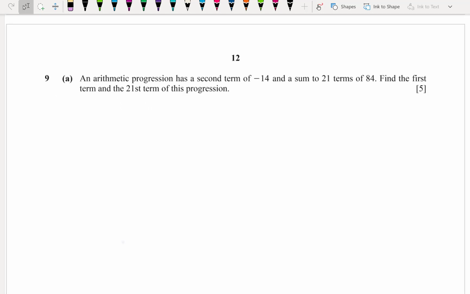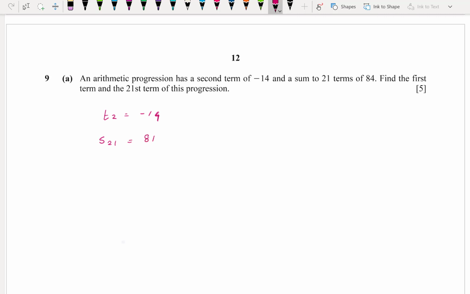Look at this. Here it says an arithmetic progression has second term minus 14 and sum to 21 terms 84. Well, kind of a strange wording, Amrita. But okay, let us translate this into something meaningful. How do you translate this, Amrita? So, it's an arithmetic progression, yeah. So let us say T2 is equal to minus 14 and S21 is equal to 84.